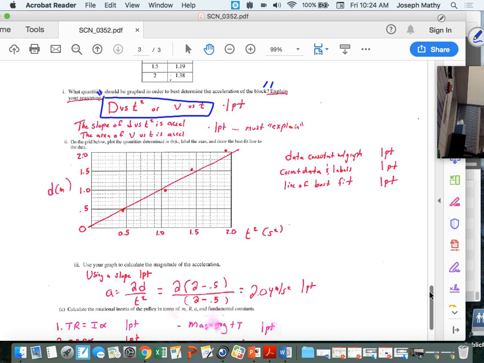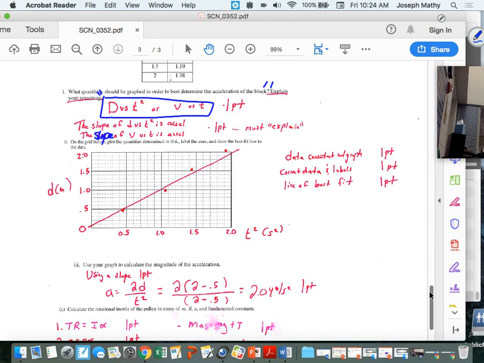But you must explain using words that I will take the slope of a D versus T squared, because that is mathematically acceleration. I will take the area of a V versus T. I will take the slope of a V versus T graph because that is acceleration. Okay? You've got to be descriptive with your words. And then let's take a look at this right here.